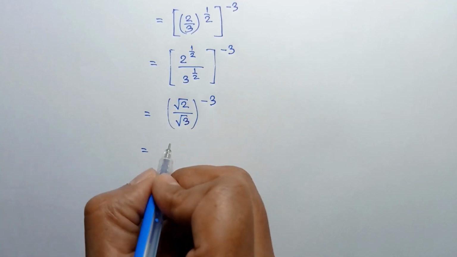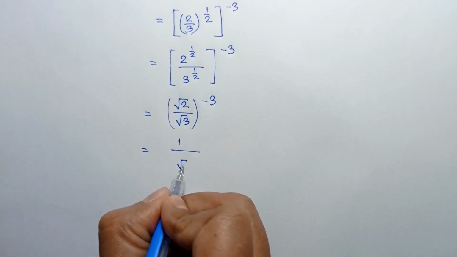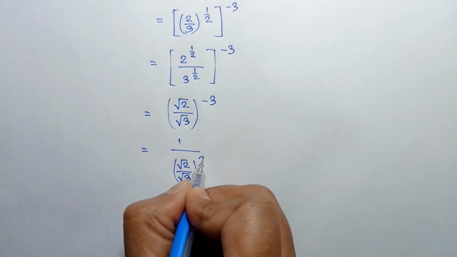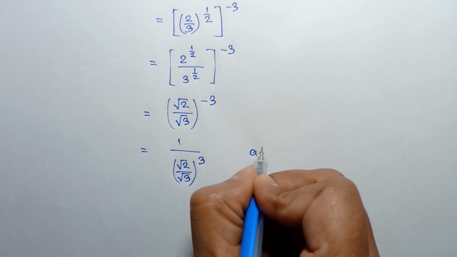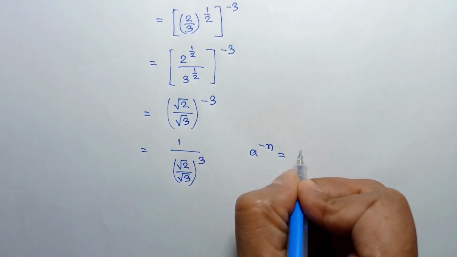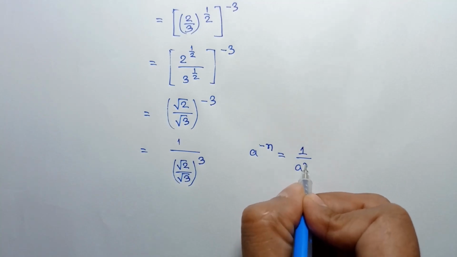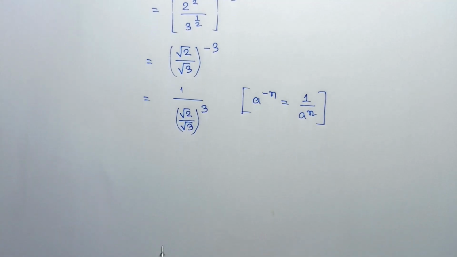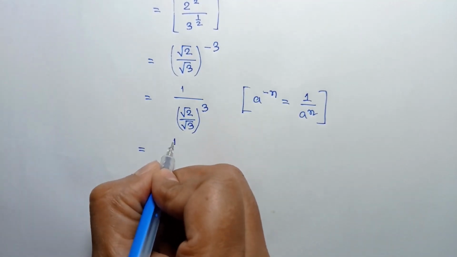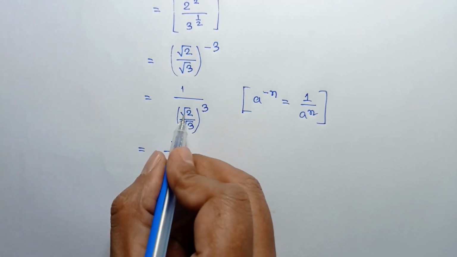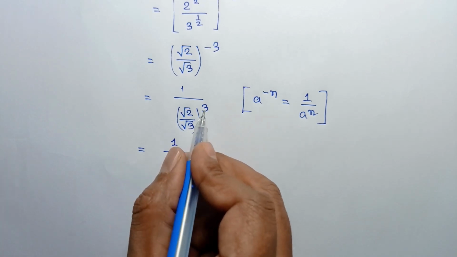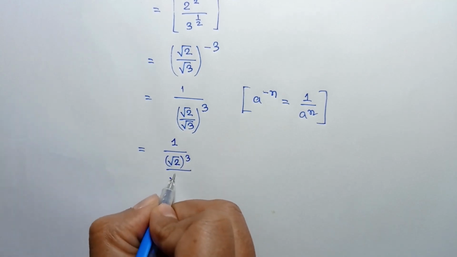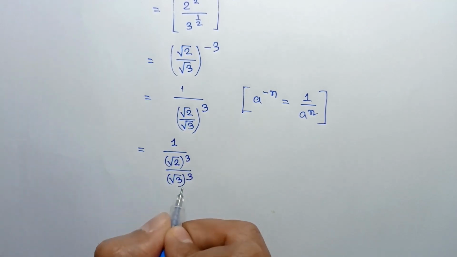This can be written as 1 over (square root of 2 over square root of 3) whole to the power 3. According to this law, a to the power negative n is equal to 1 over a to the power n. So this is 1 over (square root of 2 over square root of 3) whole cube, which is (square root of 2) whole cube over (square root of 3) whole cube.